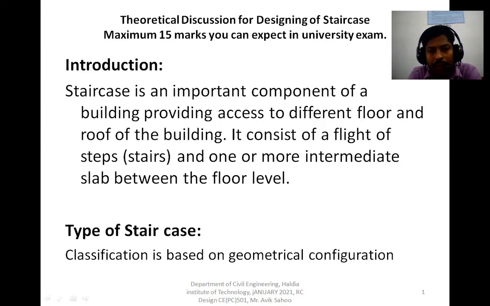You know that in a building different structural elements are used, like beam, column, slab, footing. Now another important element which has to be used in a building is the staircase. Staircase is a very important component of a building, because without a staircase you cannot go from one floor to another floor. So that's why it provides access to different floors and the roof of the building.